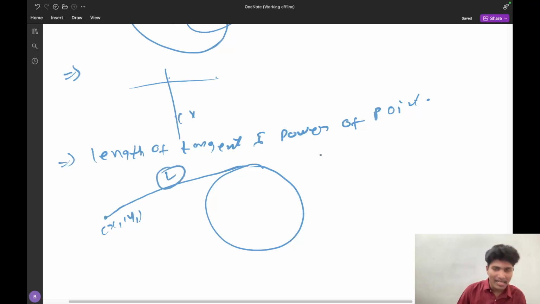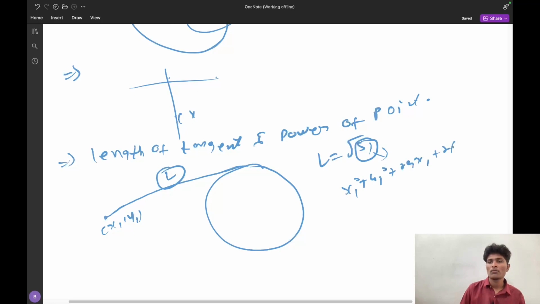This length can be calculated as L is equal to root S1. What is S1? S1 is the substitution of the point: x1 square plus y1 square plus 2g x1 plus 2f y1 plus c is equal to 0. This is the value we get after substituting the point, and its root is called the length of the tangent.